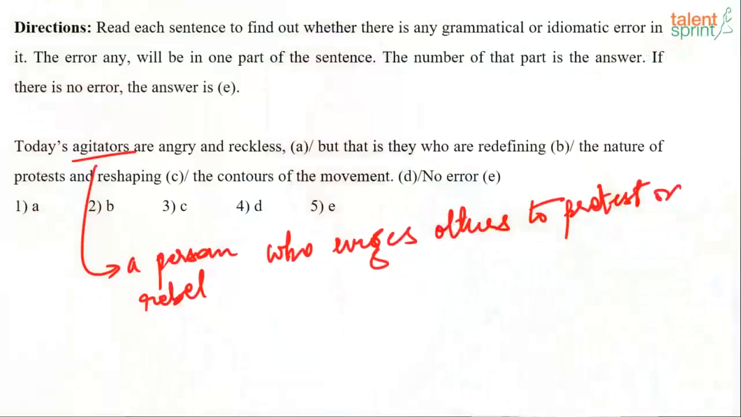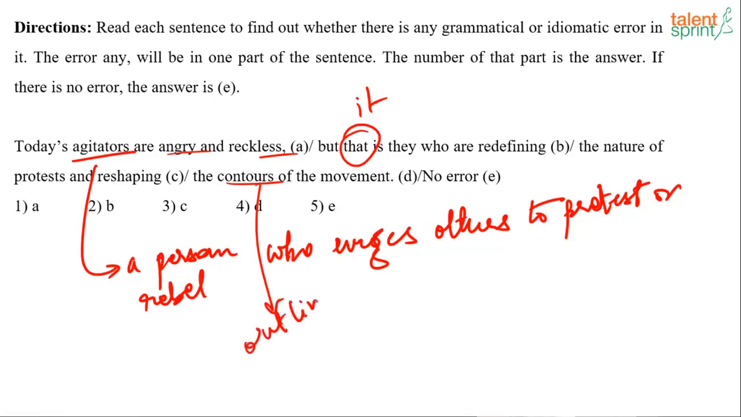Alright. "Today's agitators are angry and reckless, but that is they who are redefining." But that is how did we use the pronoun? It should not be that. It should be, but it is they who are redefining. Even though they are angry and reckless, it is they who are redefining the nature of protests and reshaping the contours of the movement. What is the meaning of contour? It's the outline. Outline representing certain boundaries is the contour.